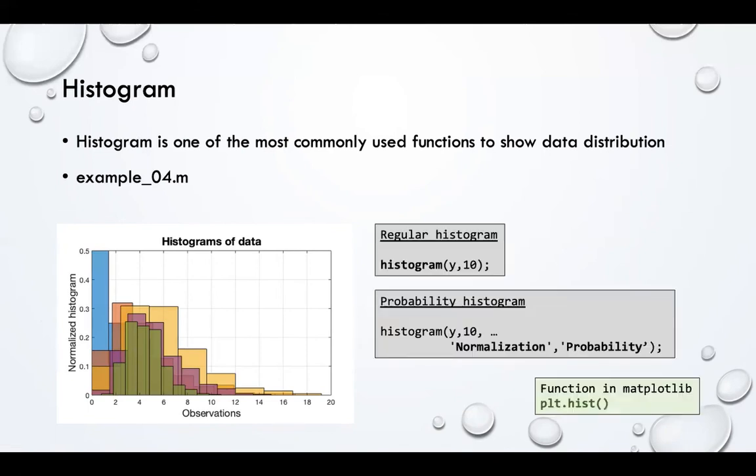And for the Matplotlib library, it's the same thing. You just use hist instead of histogram. Actually, MATLAB used to use only hist for this command, but later versions changed it to histogram. I think you still can use hist in MATLAB, but you just get a little bit of a warning message.